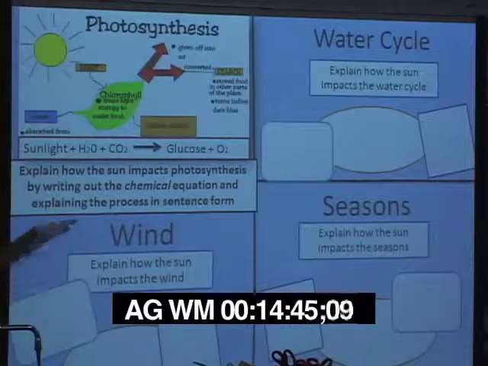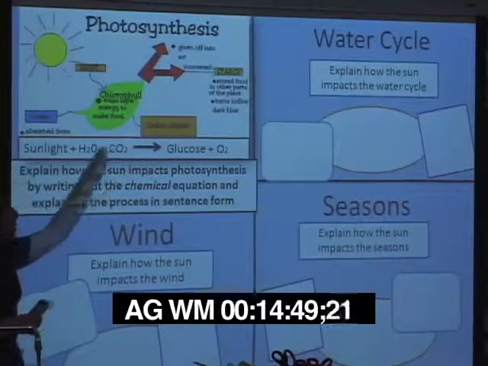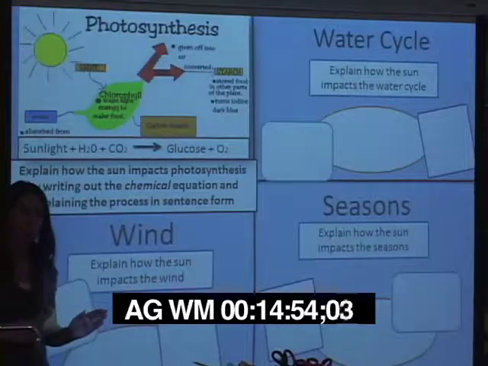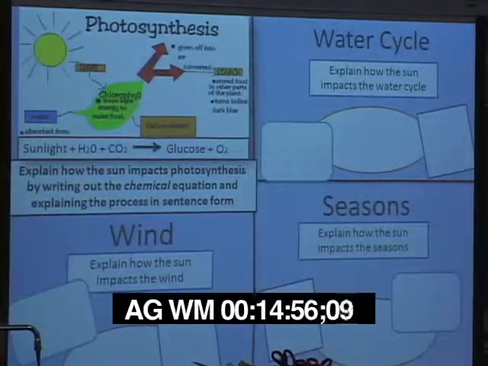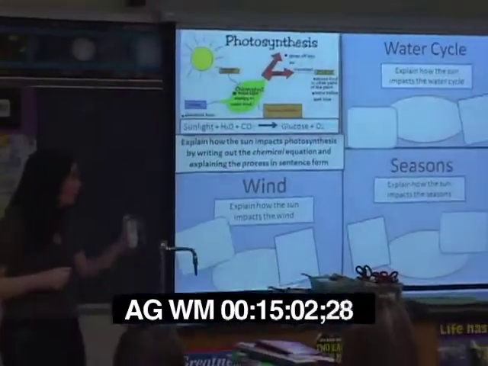And then somewhere near it, you need to explain this process in paragraph form. What does this equation mean? What is the plant having to take in, and what process is it undergoing in order to feed itself? Okay, are there any questions about that?